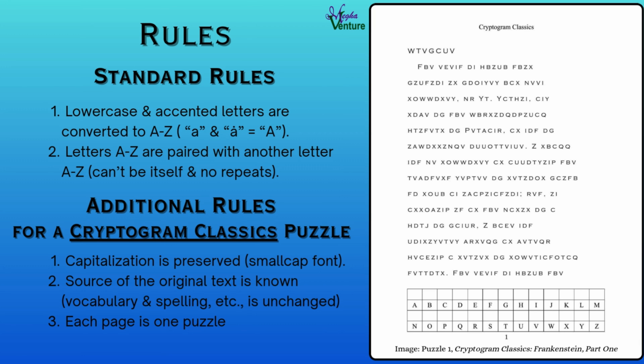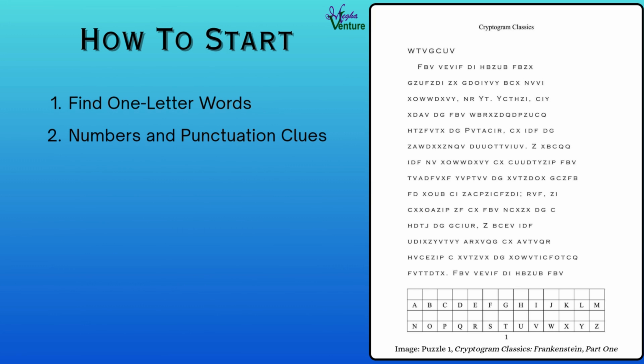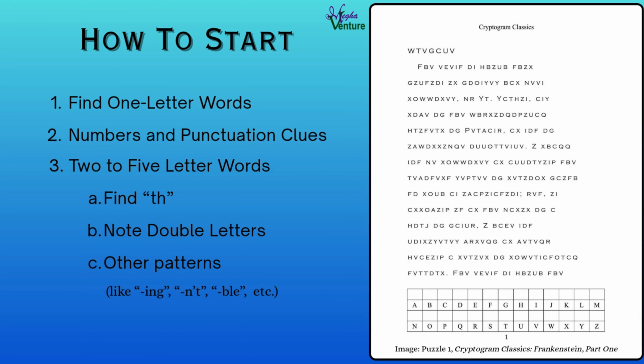Cryptogram Classics also allows you to know the source of the original text. Our puzzle is the first puzzle from Cryptogram Classics, Frankenstein, Part 1. To start, we first need to look at one-letter words, and for any numbers or punctuation clues. Then we will need to look at words between 2 and 5 letters long, noting double letters, and trying to find th, as well as keeping an eye out for other patterns like ing.